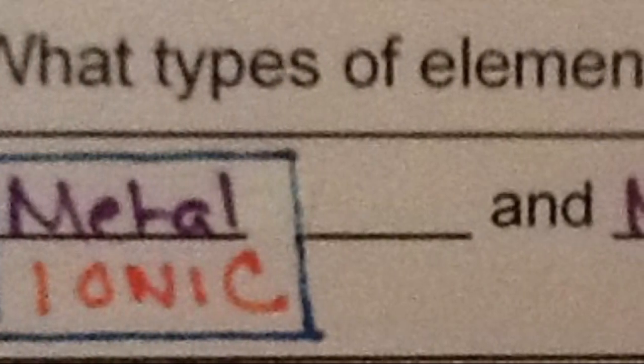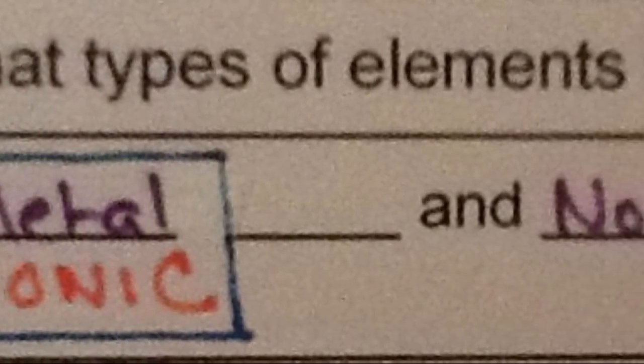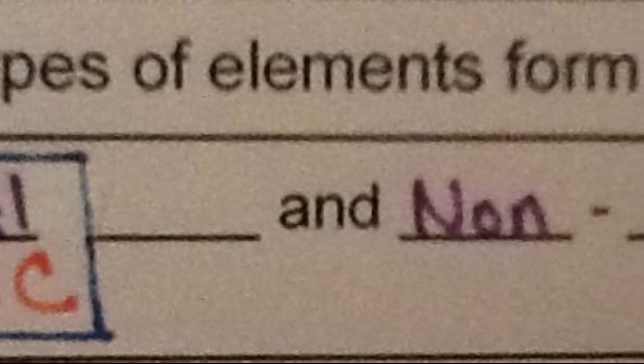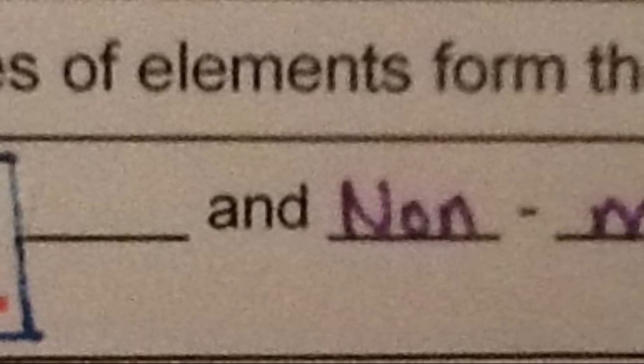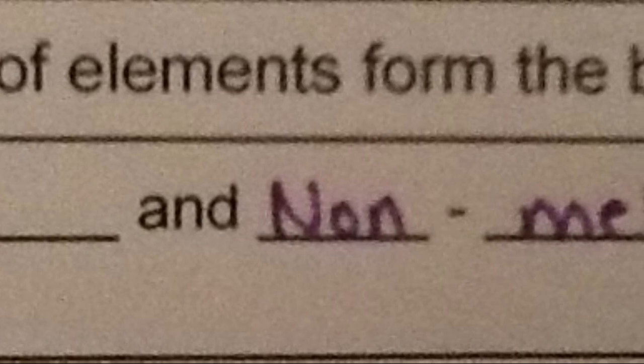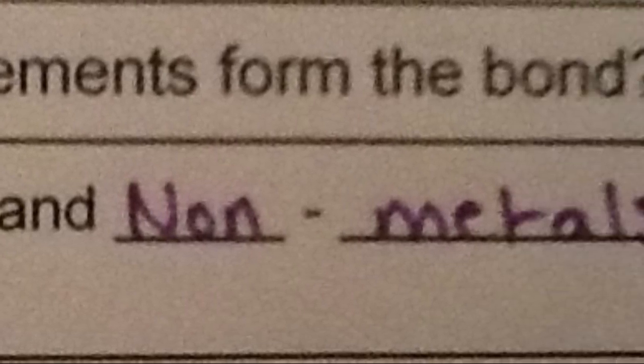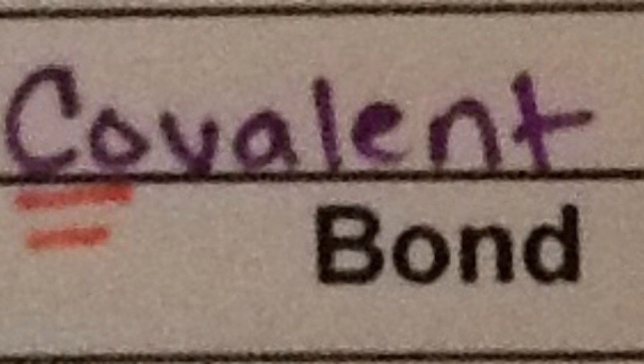This type of bond will only happen when a metal atom and a non-metal atom join together. Please note that metal and ionic have the same number of letters, in case you need to remember this for a future test. The second type of bond we will be discussing is a covalent bond.